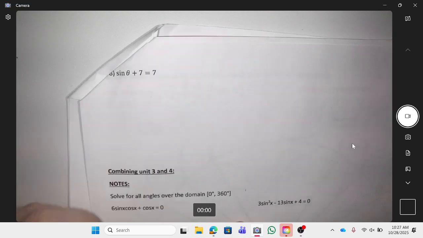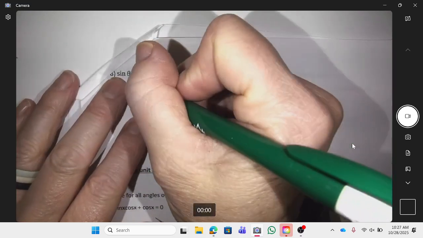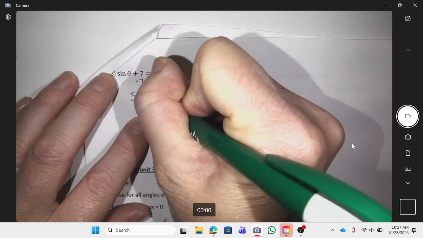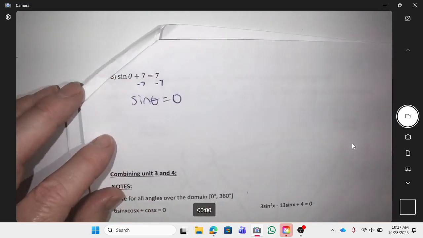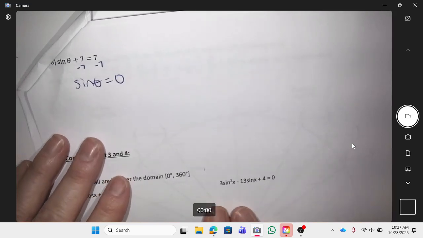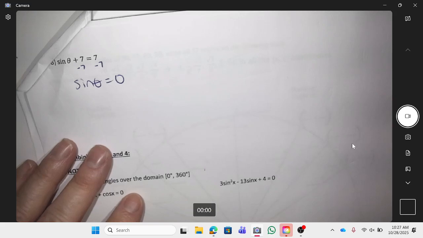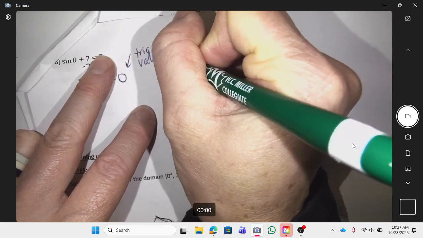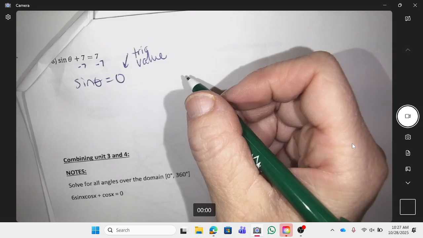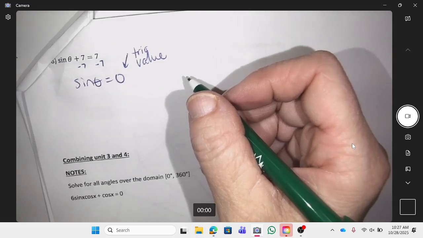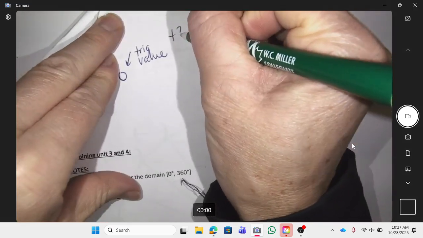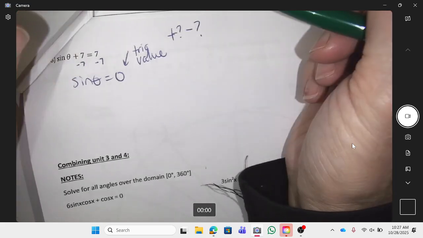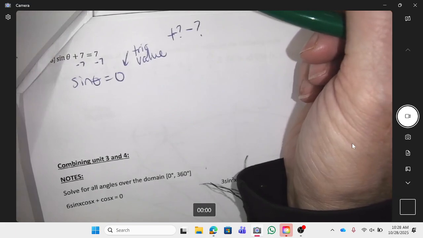Okay. This one. So to do this, I'm going to isolate. So I'm going to minus 7. Okay. So this is my trig value. Okay, this is weird because every single question we've dealt with, we're like, hey, is this trig value positive or negative? Is 0 positive or is 0 negative? It's not any of those.